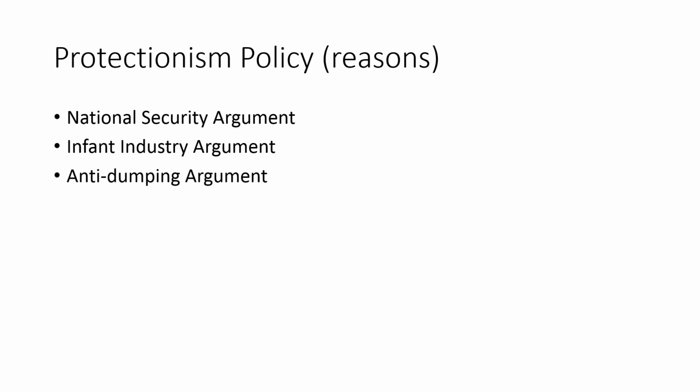The third reason, anti-dumping argument. Dumping refers to the sale of goods abroad at a lower price or below the price charged in the local market. For example, if Thailand sells its rice in Malaysia at a lower price, meaning lower than Malaysia's, this is referred to as dumping rice in Malaysia. This will worsen the situation for rice producers in Malaysia.